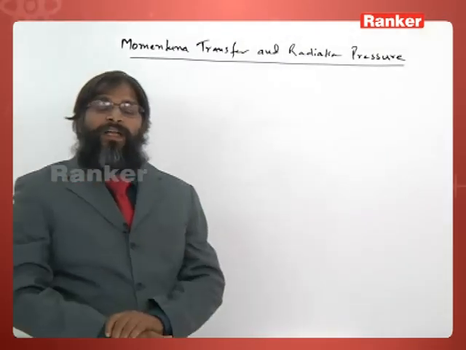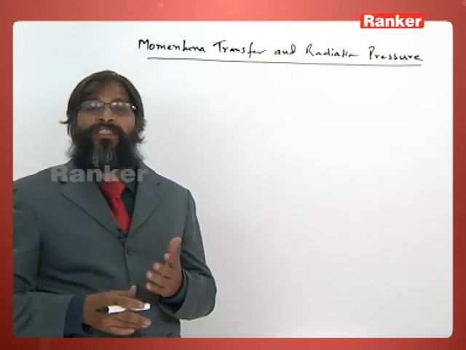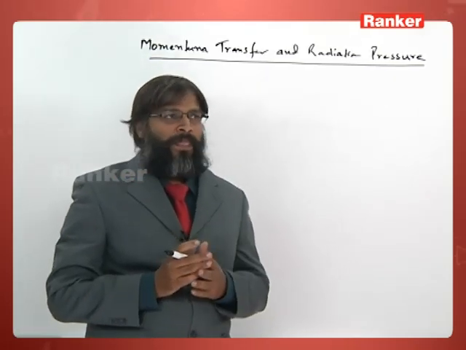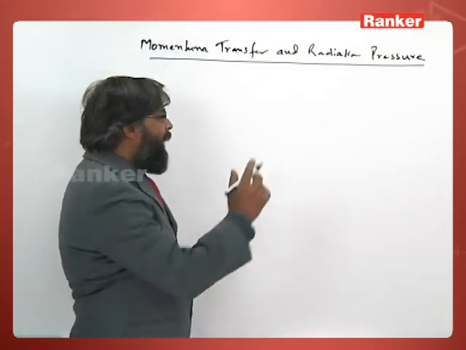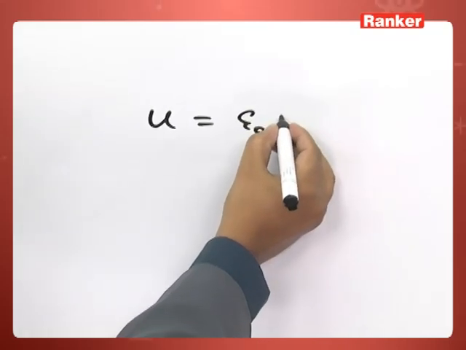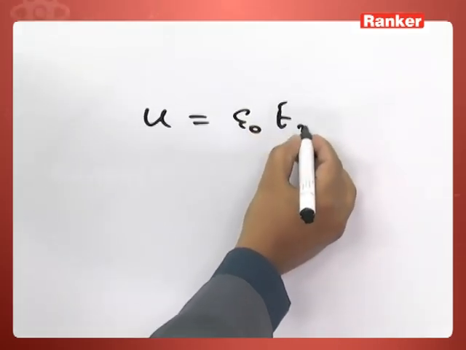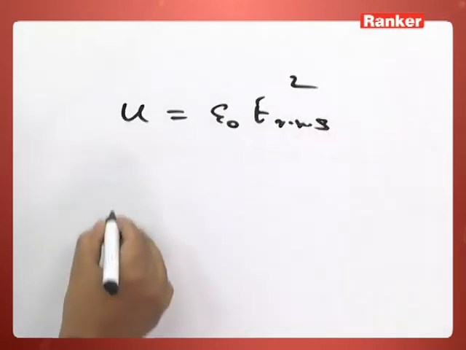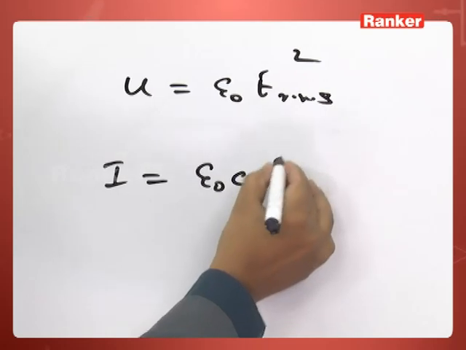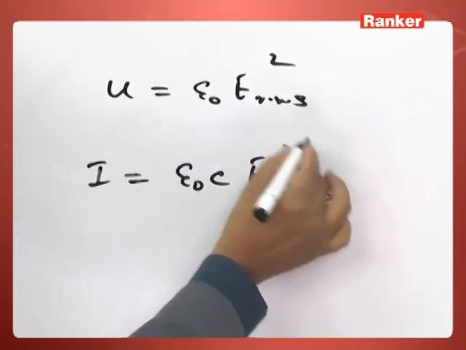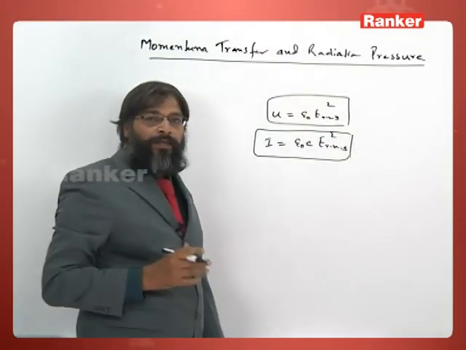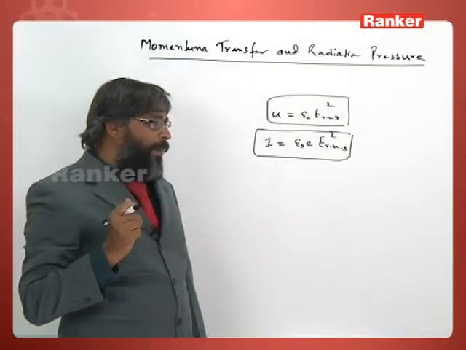So, let us see how an electromagnetic wave transfers momentum. We have already seen that the energy density carried by these waves is epsilon naught E RMS whole square, or if I write intensity, that is epsilon naught C times E RMS whole square. This is the energy carried by electromagnetic waves.